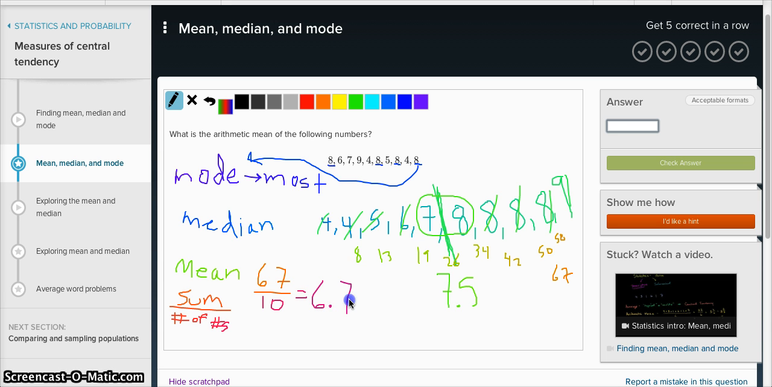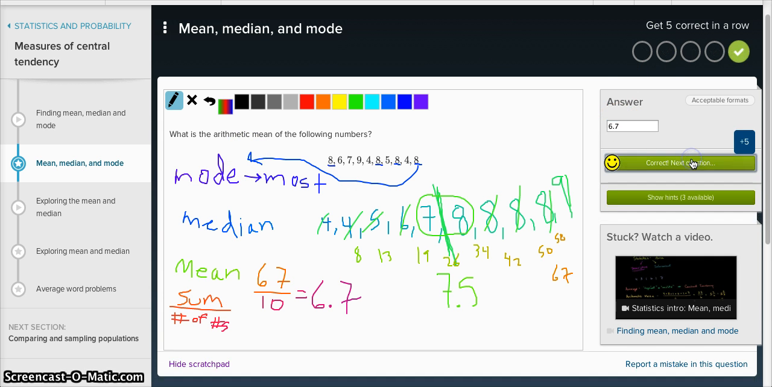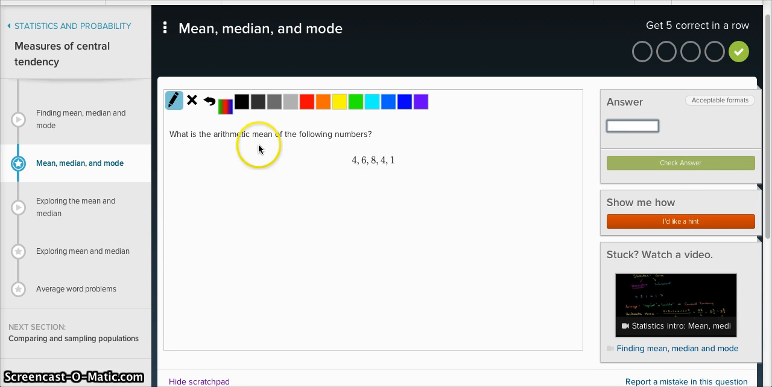So let's see if we got it right. Better have gotten right if we did all that work. Cool. So just a review of the mean. It's the sum over the number of numbers. I'll just write a hashtag for short because I don't feel like writing that whole phrase.